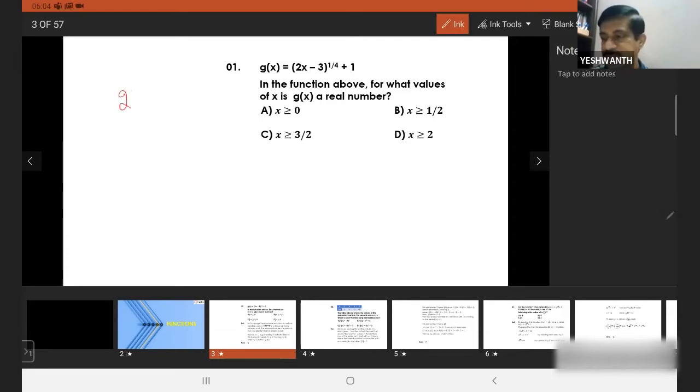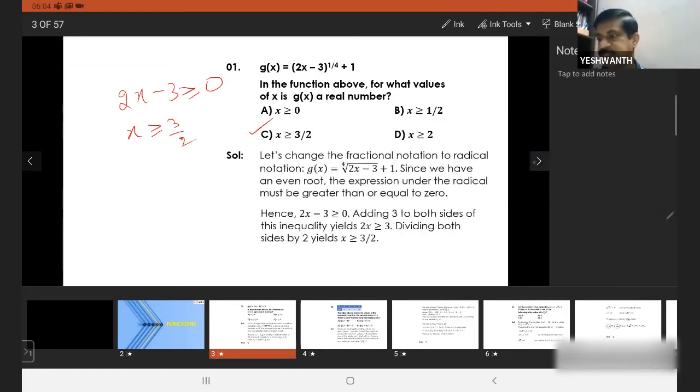It means 2x minus 3 is greater than or equal to 0. If it were a denominator, I would have taken it not equal to 0. So if you solve this, x is greater than or equal to 3 by 2. So option C is satisfied. So the answer is C. Please note it quickly.